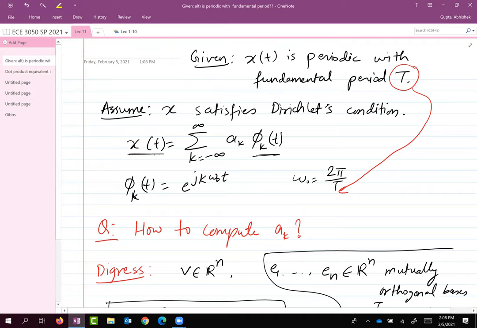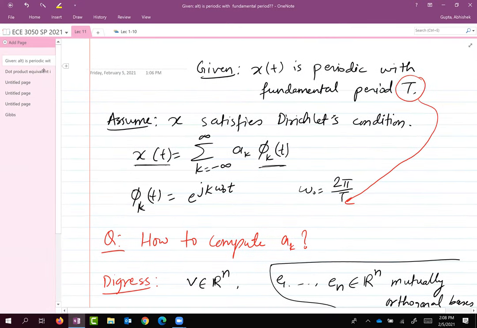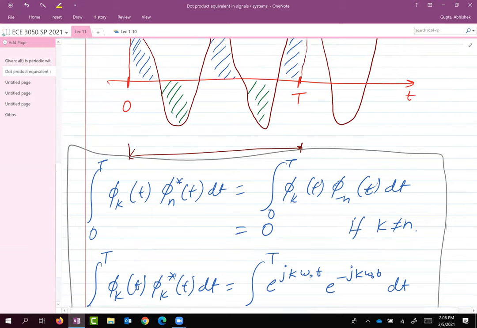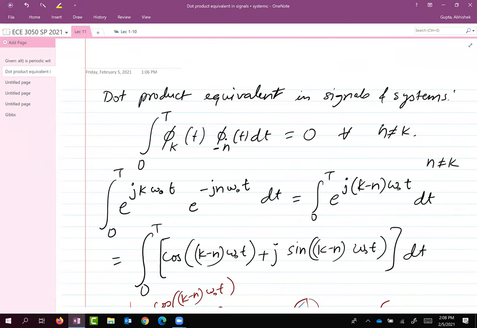So we know that my x(t) is periodic, and from the result from Fourier, because x(t) is periodic, I can write it as a sum of these complex exponential signals. So I took a digression, I talked about the orthogonality of vectors and how to compute the coefficients in that case. And we want to just mimic the same step here, as long as we can define a dot product between signals. So for periodic signals or for complex exponential signals, the dot product is defined in this particular fashion. This is the way to define the dot product.